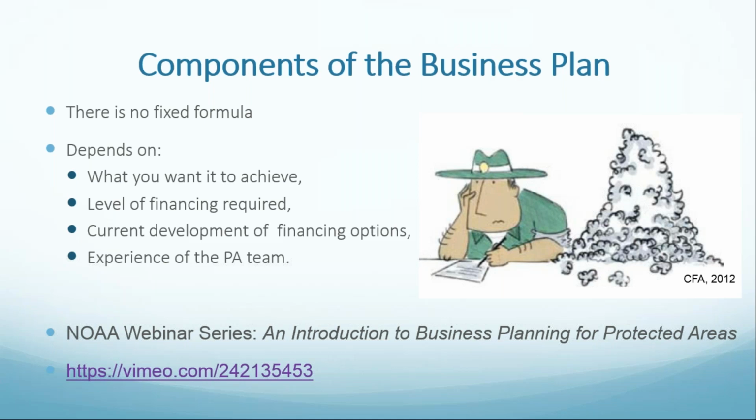Second is the level of financing required. The bigger your financing gap, the more elaborate your finance options, and how elaborate the plan will need to be. Third, the current development of financing options will determine the range of options which you still need to develop, or whether the portfolio of options is relatively narrow if you've already done a lot. And fourthly, and quite importantly, is the experience of the PA team.